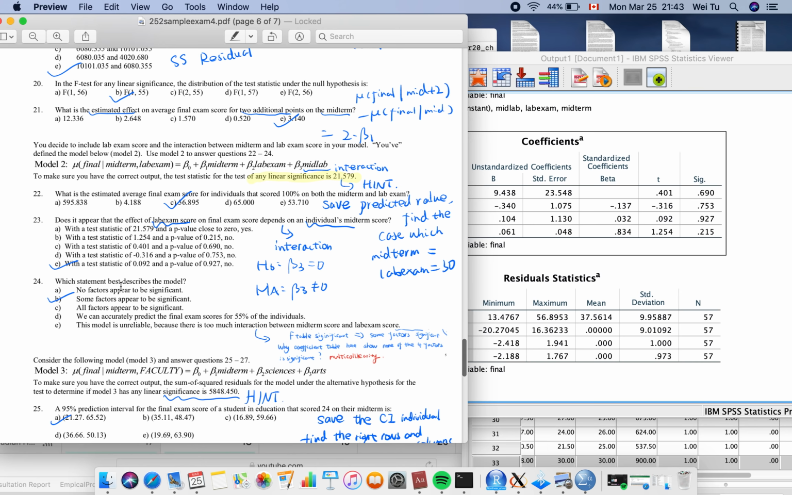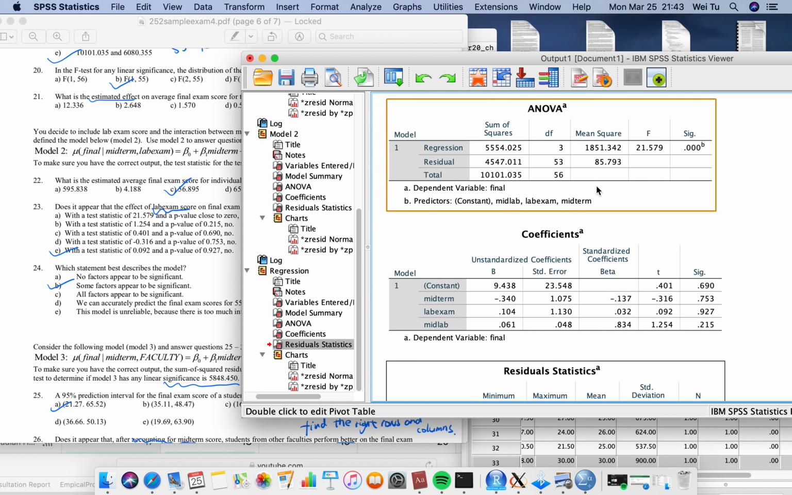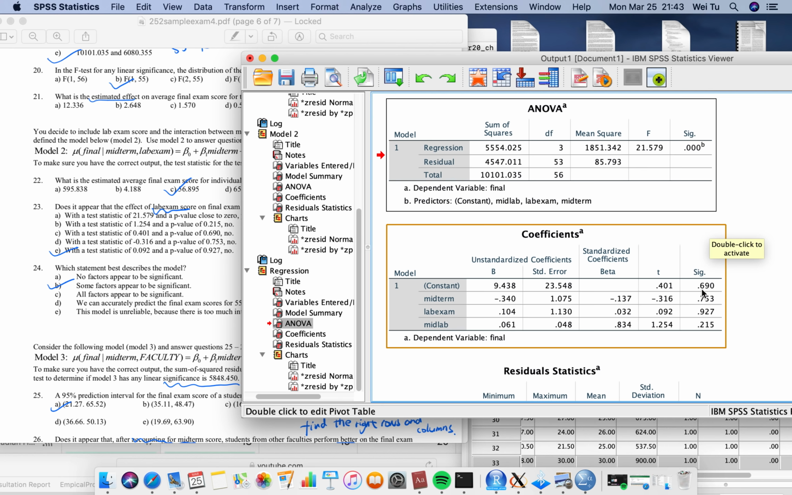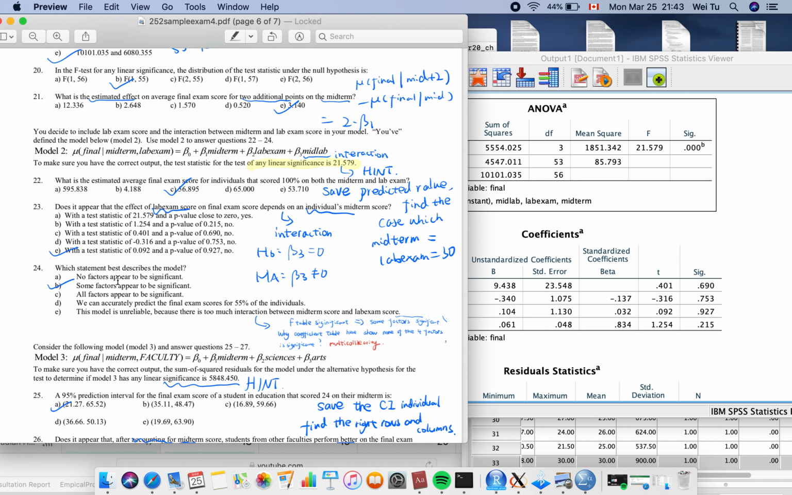24 asks exactly the same question we see in practice final 1. Basically, look at the ANOVA table. The ANOVA table is significant, so some factor must be significant. Again, we see the paradox here. No factor is significant here. Again, this is because the interaction term is highly similar to these two terms, so we have a multicollinearity problem. But whenever you see the ANOVA table is significant, we say some factors are significant.